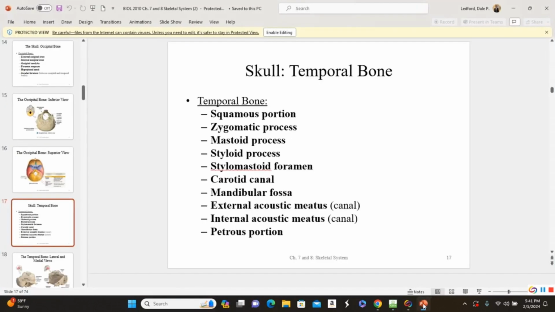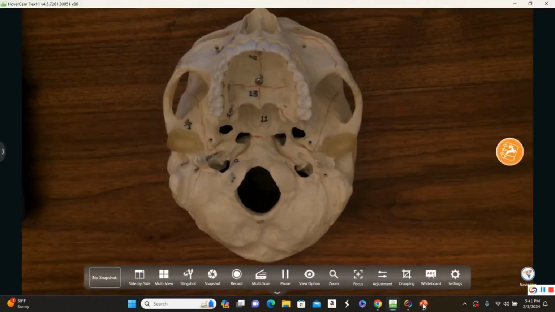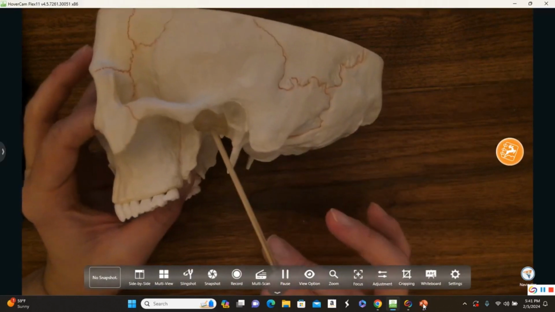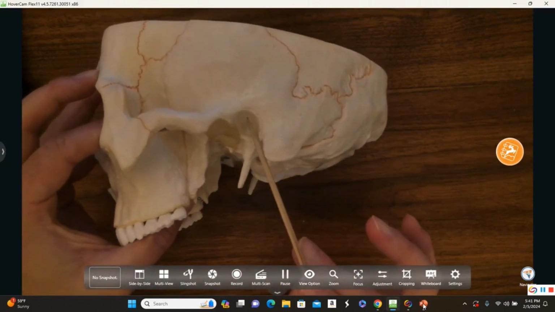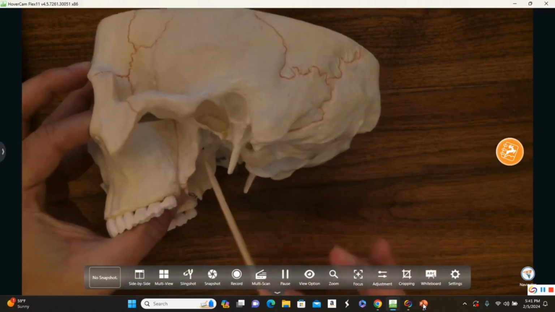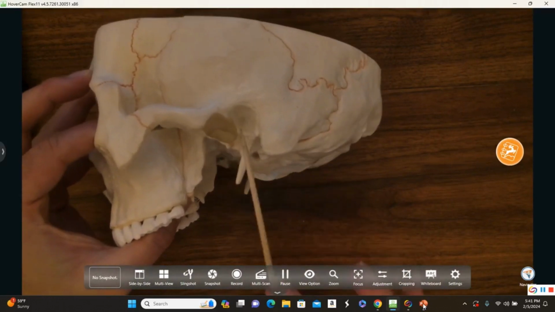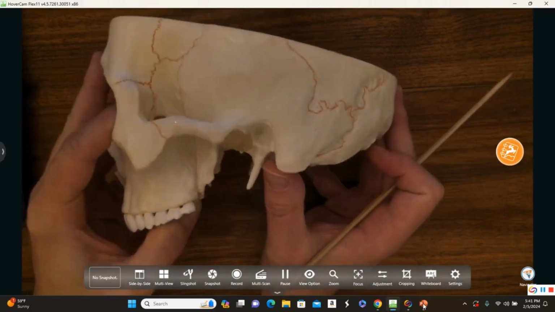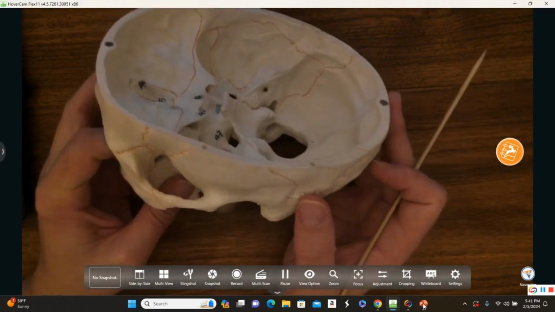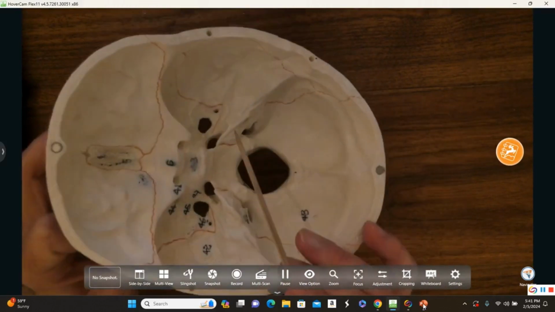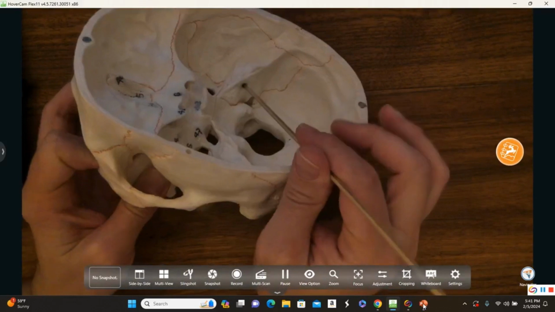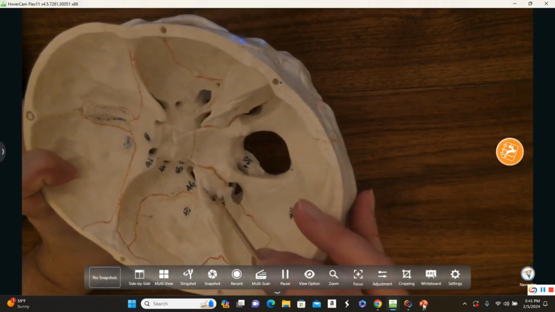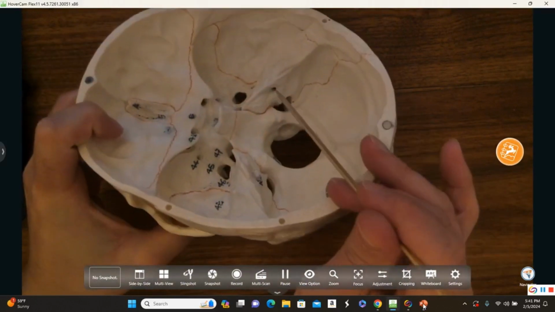The external acoustic meatus and the internal acoustic meatus. Right here is our mandibular fossa. Right here is our external acoustic meatus, here on the side. Just above the styloid process, you'll find the external acoustic meatus, a nice landmark. To find the internal acoustic meatus, we want to look in the skull. We're actually looking at one right here. Right there. And we also can see one right here. Here. And here.